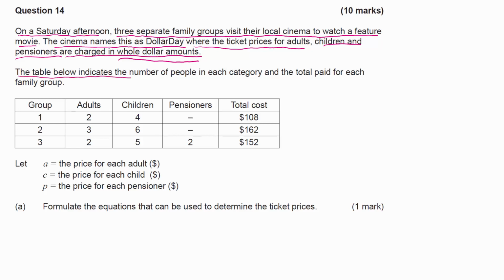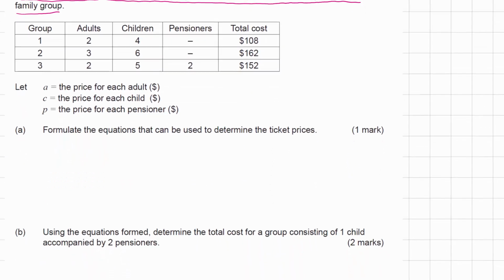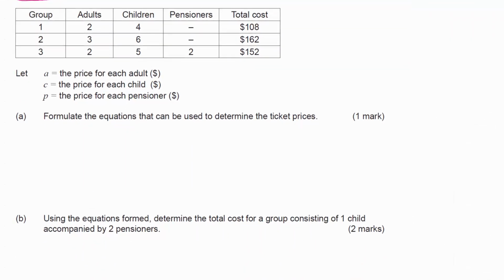The table below indicates the number of people in each category and the total paid for each family group. So we can see that Group 1 consists of 2 adults, 4 children, no pensioners. Group 2 consists of 3 adults, 6 children, no pensioners. And Group 3 consists of 2 adults, 5 children, and 2 pensioners. And we're going to let A be the price for each adult, C the price for a child, and P the price for a pensioner.